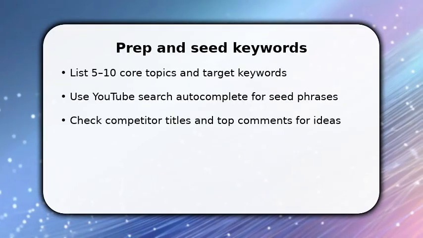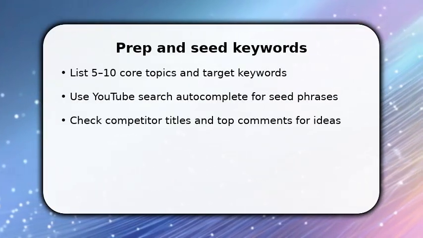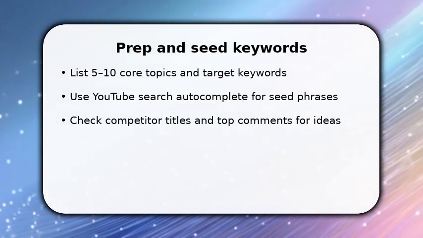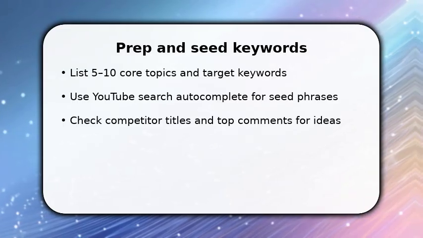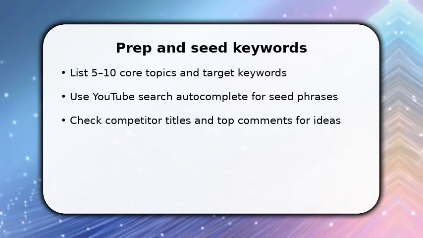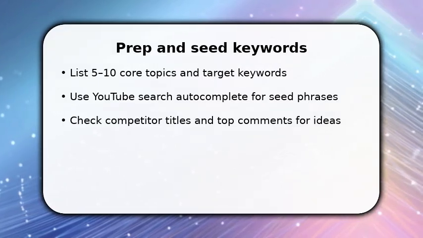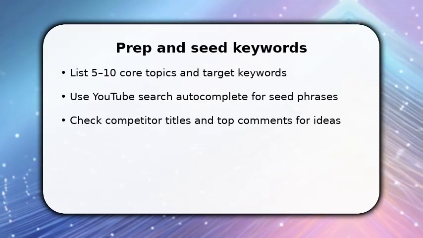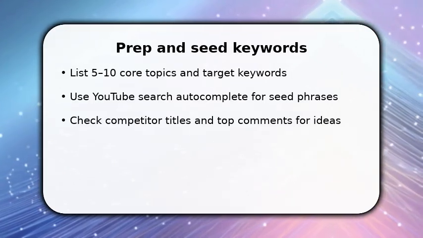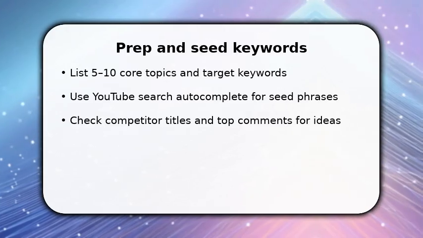You start by gathering target concepts. List 5 to 10 core keywords that describe your video. Once done, use YouTube Search Autocomplete to capture natural, high-intent phrases people type. Make sure to open a few competitor videos and scan titles and comments because creators reveal commonly used words. You are building a raw tag pool now.